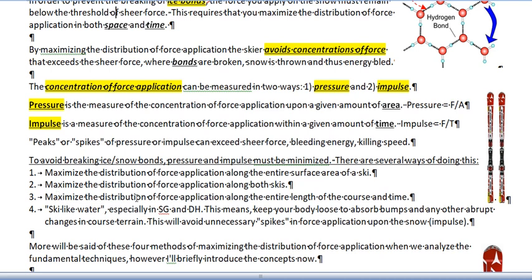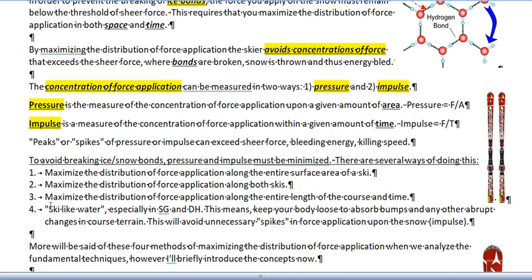Maximize the distribution of force application along the entire length of the course and time. That means being constantly in a turn, constantly applying pressure. You'll apply even, steady pressure, but it's going to be less than if you run straight, then make an abrupt turn, and you're just jamming on the pressure, breaking snow bonds, throwing snow.